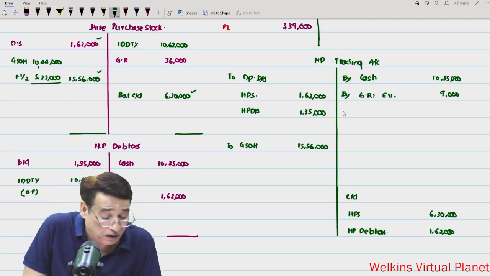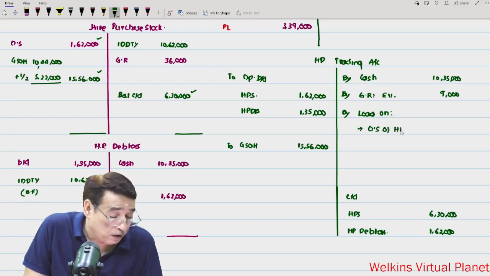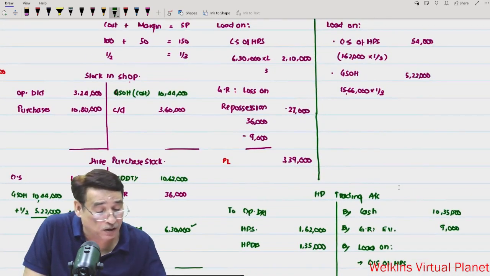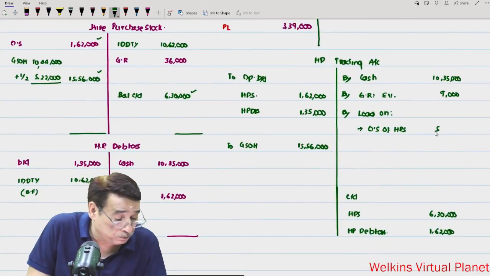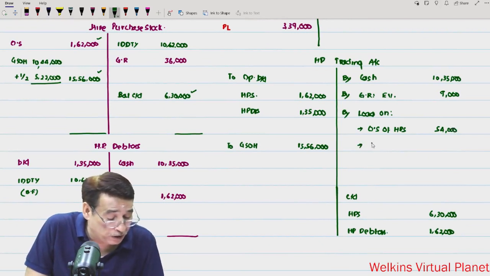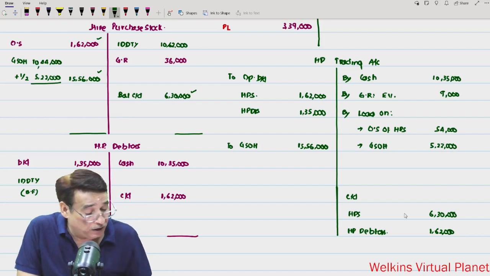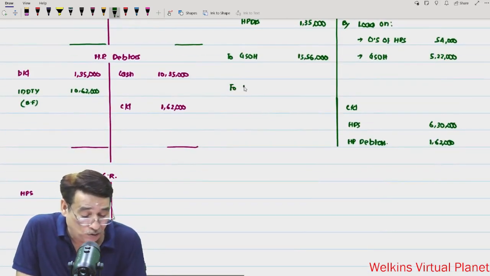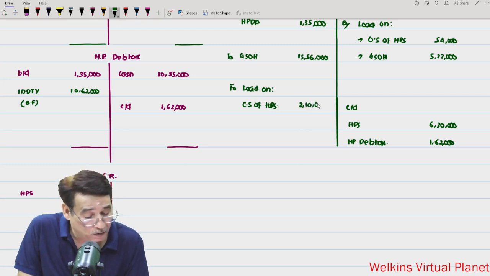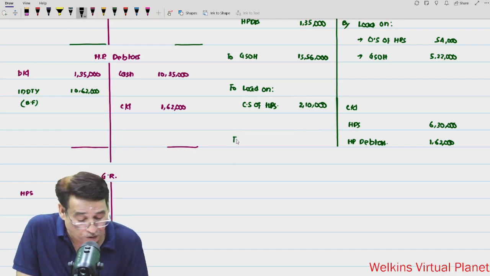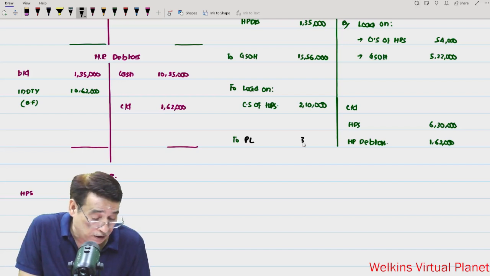Now we have to take the loading. So when I take the loading, I will simply write by load on opening stock of hire purchase stock account. Now we have just computed the amount of loading of hire purchase stock account, 54. So I will simply write here 54. Similarly, we have computed the loading on goods sold on hire, which is equal to 5,22,000. And then closing stock 6,30,000. We will write here to load on closing stock of hire purchase stock account 2,10,000. And then we must get the same amount of profit, that is 3,39,000.